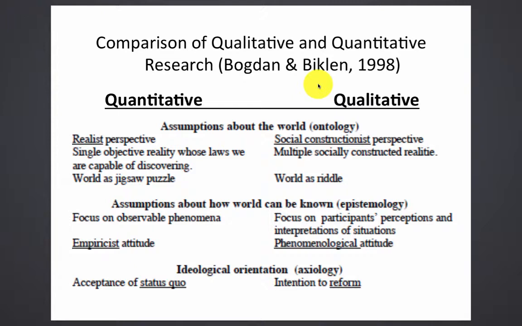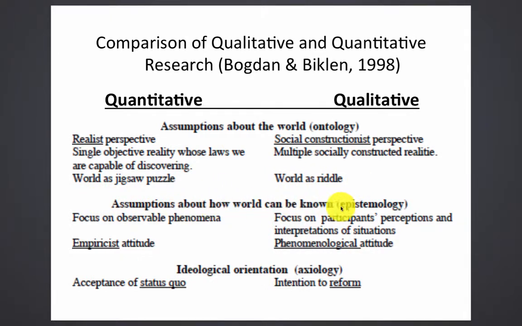So to start off, we'll look at assumptions about the world. So this is ontology. How do we think that the world works? Well, from a quantitative perspective, they tend to focus on the idea that there's a single objective reality that we all experience, and those laws are capable of being discovered and tested, and once we answer all of the questions, we're essentially putting together the jigsaw puzzle of how the world works. Alternatively, a qualitative approach might see the world as much more socially constructed, and in fact, multiple social constructions of reality exist. So the world isn't so much a single answerable question, it's more a riddle that we each are trying to solve on our own.